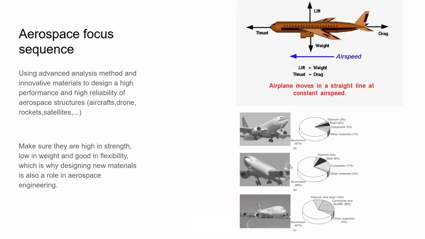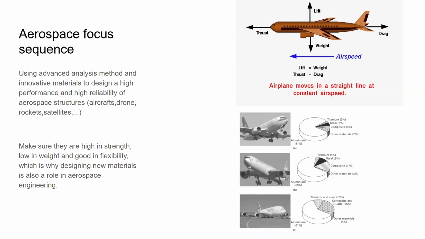Next is the aerospace focus sequence. This focus sequence focuses mostly on aerospace vehicles. They're going to use advanced analysis methods and innovative material to design high performance and high reliability aerospace structures. This includes aircraft, drone, rocket, satellite. They also make sure that all these vehicles are high in strength but low in weight and also good in flexibility, which is why designing new materials is also a role in aerospace engineering.